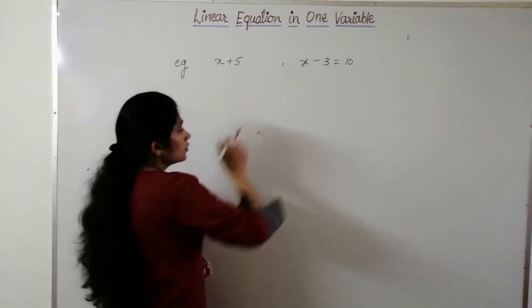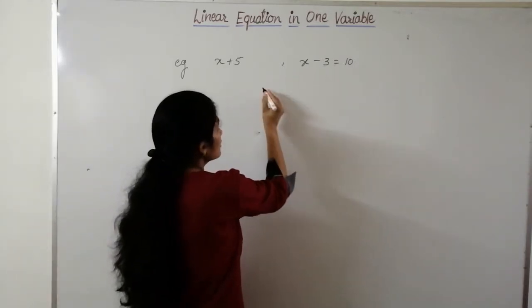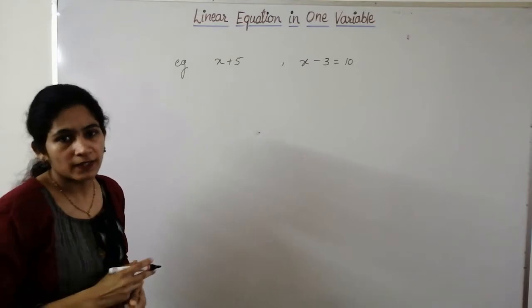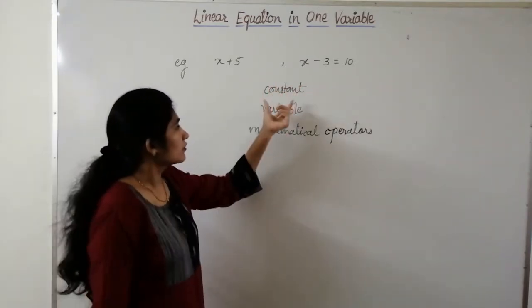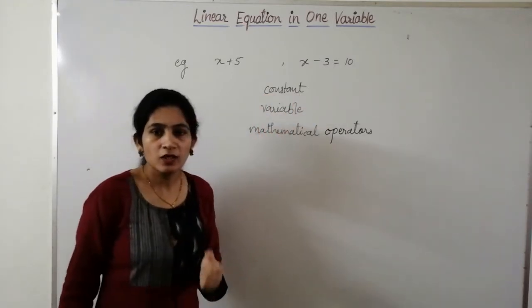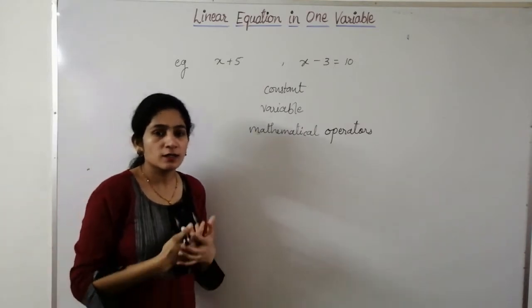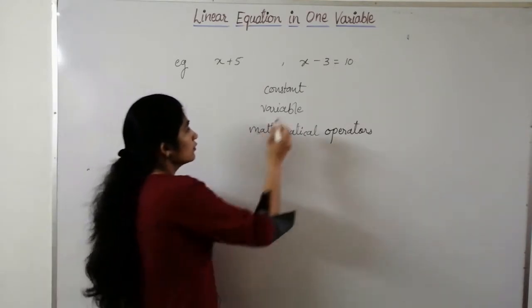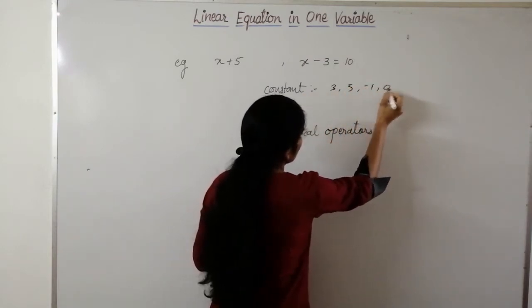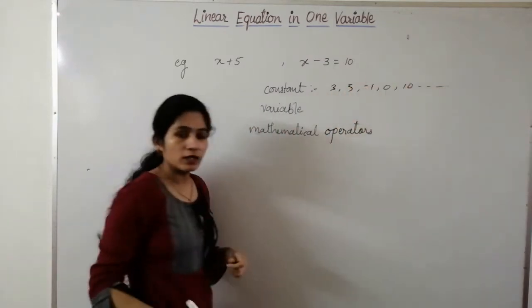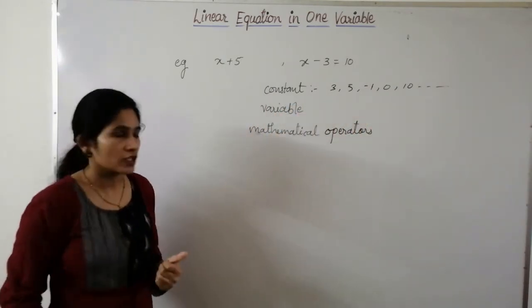Okay, now what do we mean by equation? So an equation consists of constants, variables and mathematical operators. Then comes the question, what is constant? So a constant is a symbol which has a fixed value. For example, 3, 5, minus 1, 0, 10 and so on. All these are constant because they have fixed value. Their values do not change.